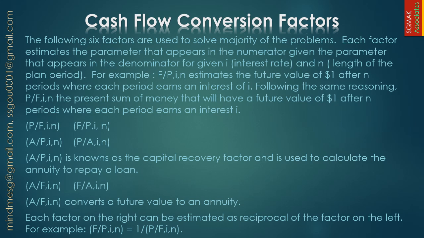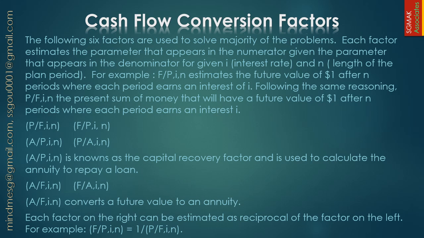So you have to be conversant with using these 6 factors. There is another factor we'll talk about, for when you have a gradient series. We'll come to that. But these 6 are the most commonly used, so it's very important that you recognize them. As the factor indicates, first recognize which factor to use. You know the rules: what's given goes in the denominator, what you need to find out goes in the numerator. That gives you the factor.